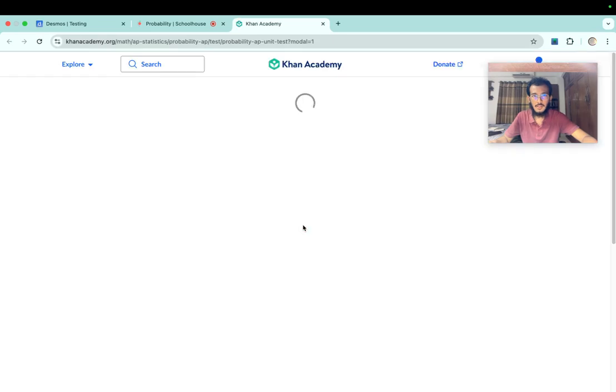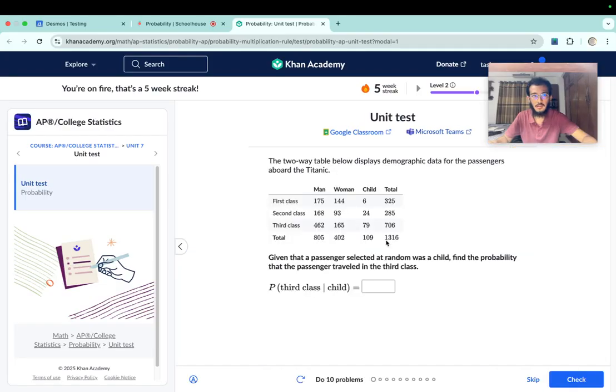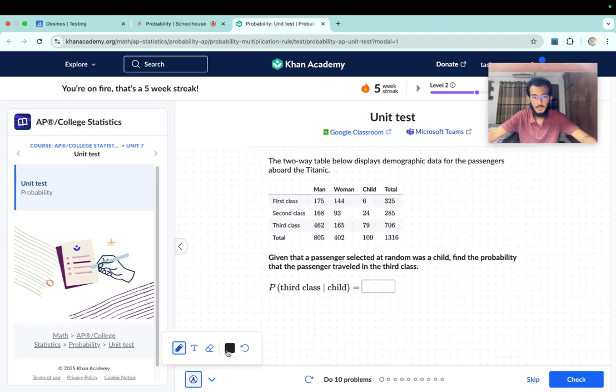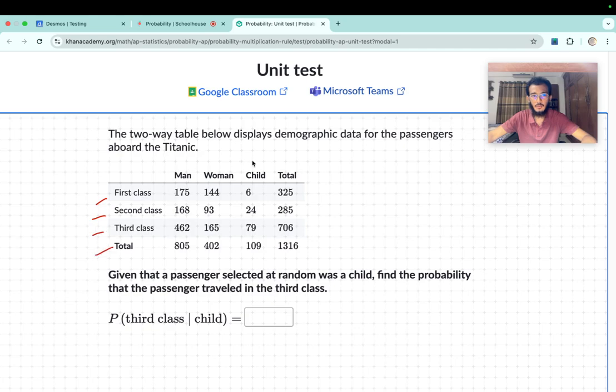All right, let's get started with the probability unit test in the statistics portion. For the first question, they are asking us to find: the two-way table below displays demographic data for the passengers aboard the Titanic. We are given data with first class, second, third, and total, and man, woman, child, and total.